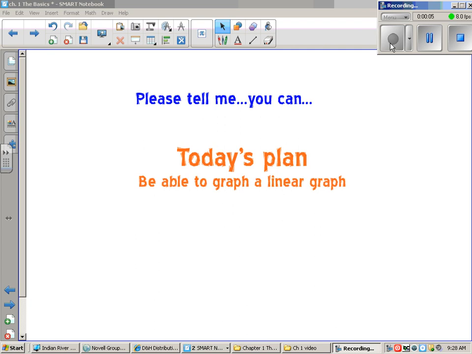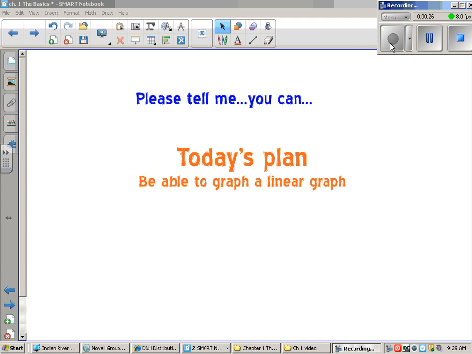Okay, so today's plan is to be able to graph a linear graph. Now, this is something that should be straightforward and pretty easy for you to do. This is something you've been doing, believe it or not, since middle school. Probably about 7th grade is when you started to learn about this. However, they've gotten to a point where they don't have to be in one certain form.